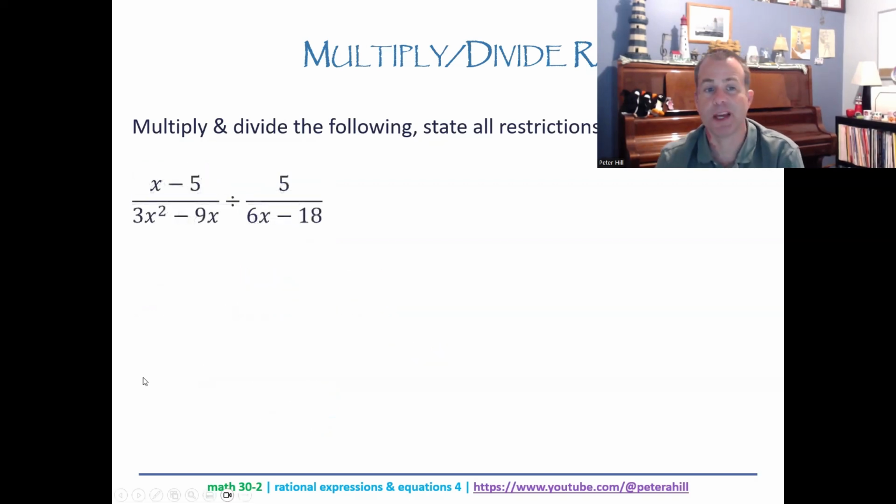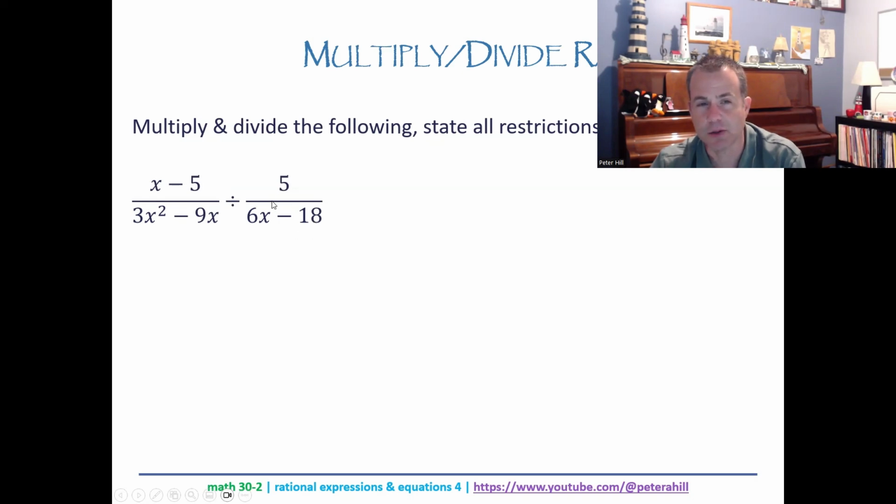Let's try the next one. Now I'm dividing, so I know I'm going to change this to multiplication and flip the second fraction. I also have some factoring to do. The 3x squared minus 9x can be factored, and the 6x minus 18 can be factored. So let's deal with the factoring first, before we switch it to multiplication. In this bottom left-hand corner, I can take out a 3x, and I'd be left with x minus 3.